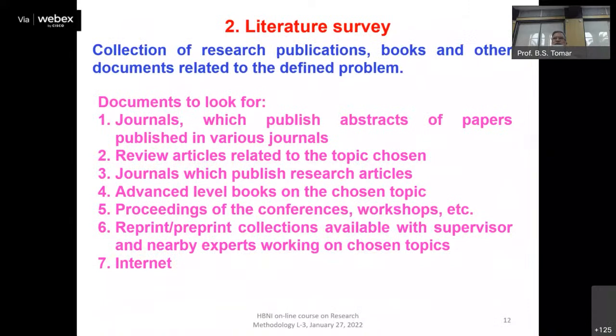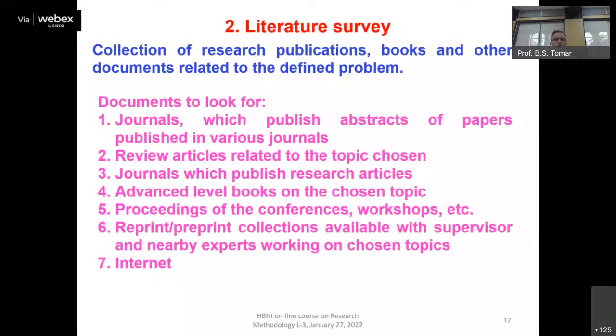So this was one of the first steps, how to define the research problem. The second aspect is that a research literature survey also helps you in defining the problem more accurately. Literature survey essentially involves collection of research publications, books, and other documents related to the defined problem. So what are the sources and documents that one has to look for? You can have journals which publish abstracts of papers published in various journals. There are books of abstracts; some of the journals have only abstracts of the papers.